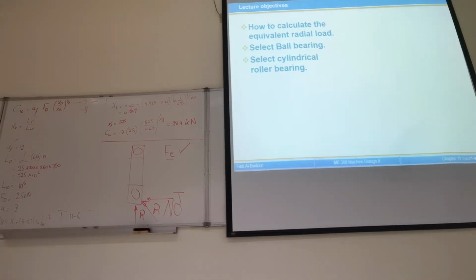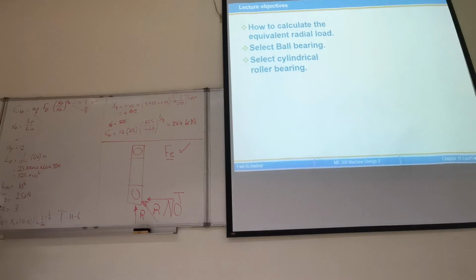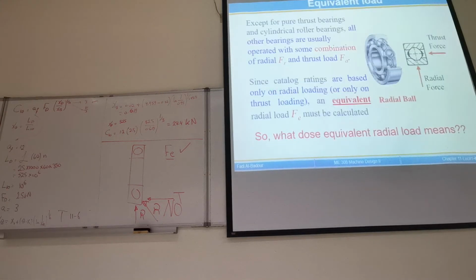There is no thrust load, so only radial load. So there is nothing called equivalent load in cylindrical roller bearings. Be careful about this. Whenever you have a cylindrical roller bearing, there is no thrust load at all. Okay, fine. So let's start.